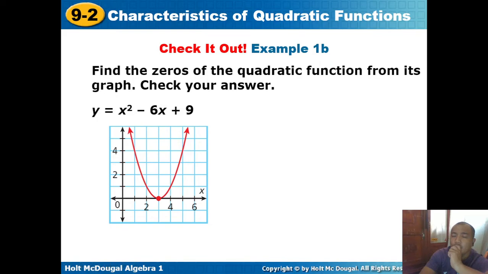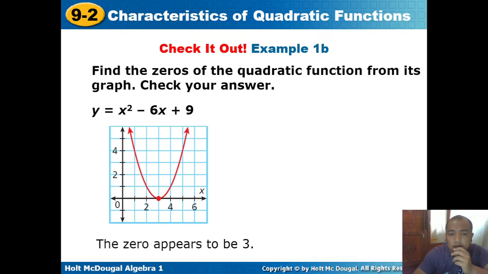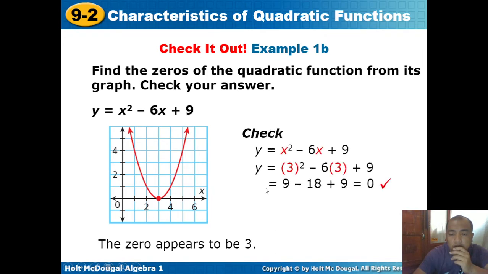Next, find the zeros of the quadratic function from its graph. Check your answer. y is equal to x squared minus 6x plus 9. The zero appears to be 3. Yes, the point of intersection between the parabola and the x-axis is 3. So that is the zero of the quadratic function. And if you're going to check it, we have 3 squared minus 6 times 3 plus 9. 9 minus 18 plus 9 is 0. 0 equals 0.